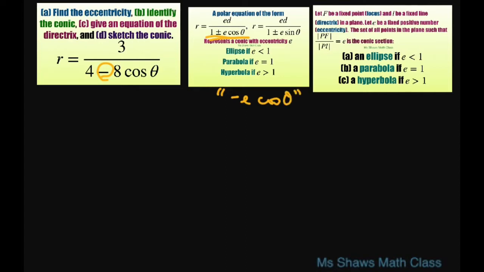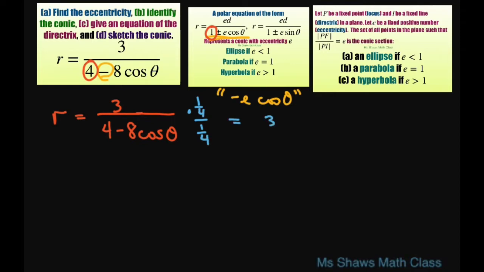From that, the problem we have is we should have a 1 here. We have a 4. So we're going to fix that and write this as r equals 3 divided by 4 minus 8 cosine of theta, and multiply our numerator and our denominator by 1/4. This is going to give me 3/4 divided by, and you multiply this by 1/4, you're going to get 1 minus 2 cosine of theta.